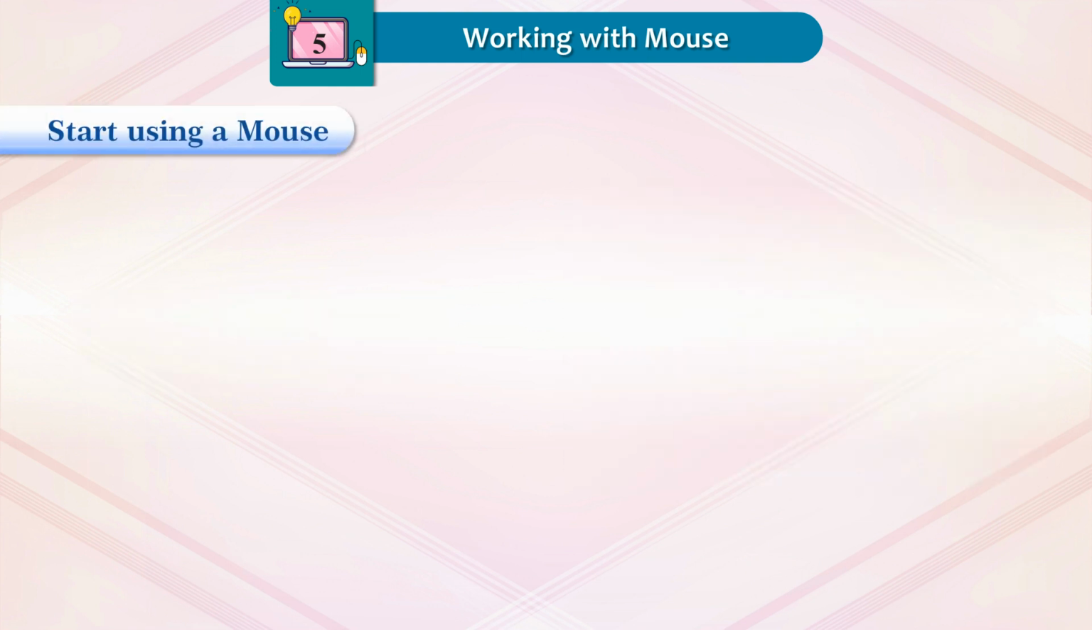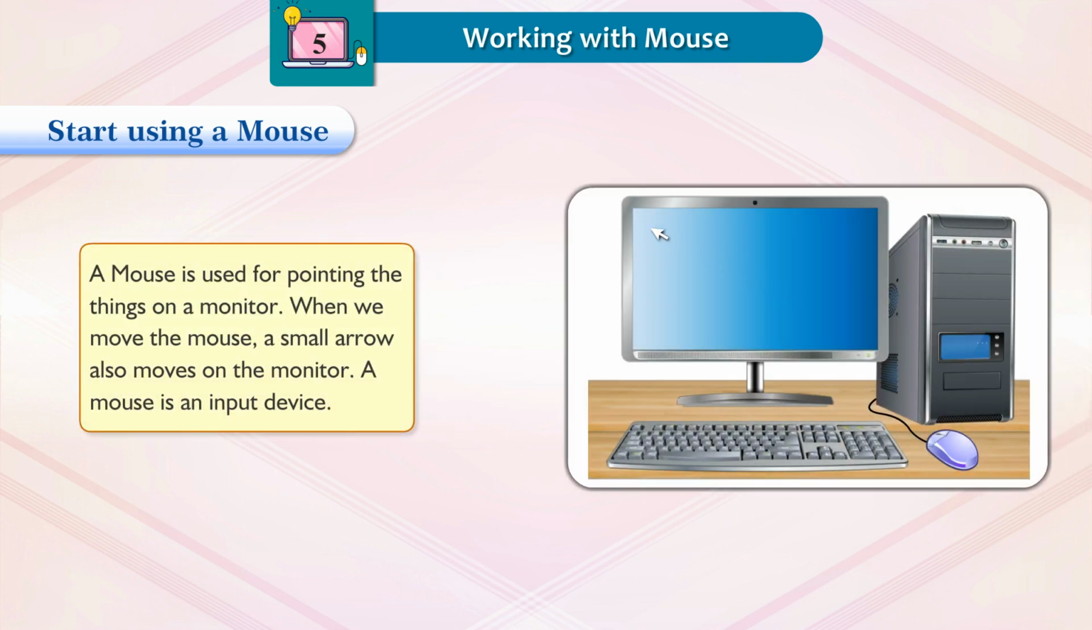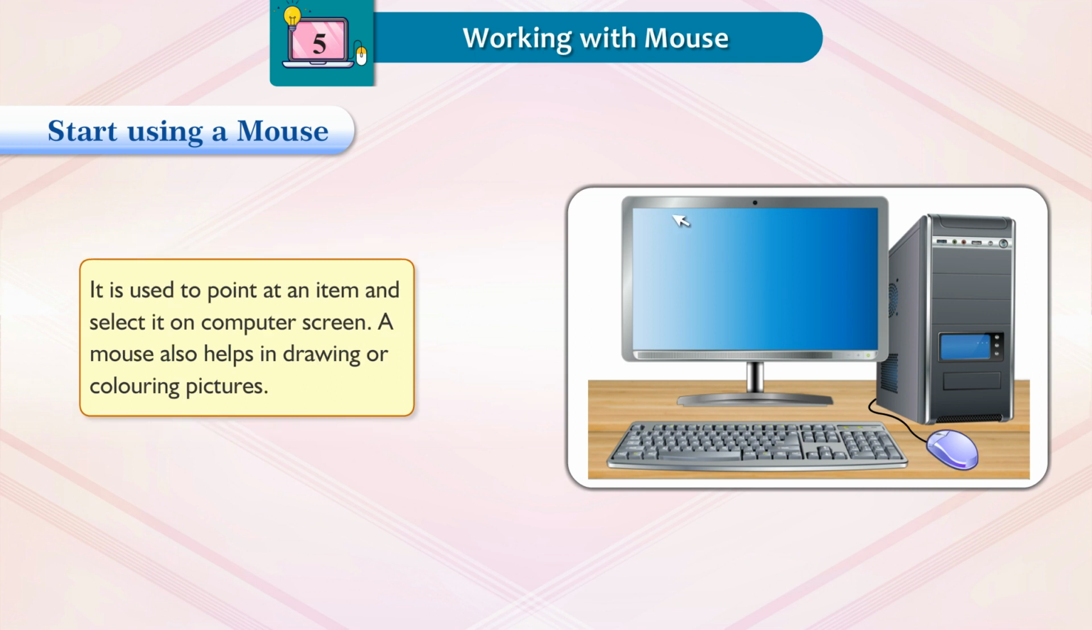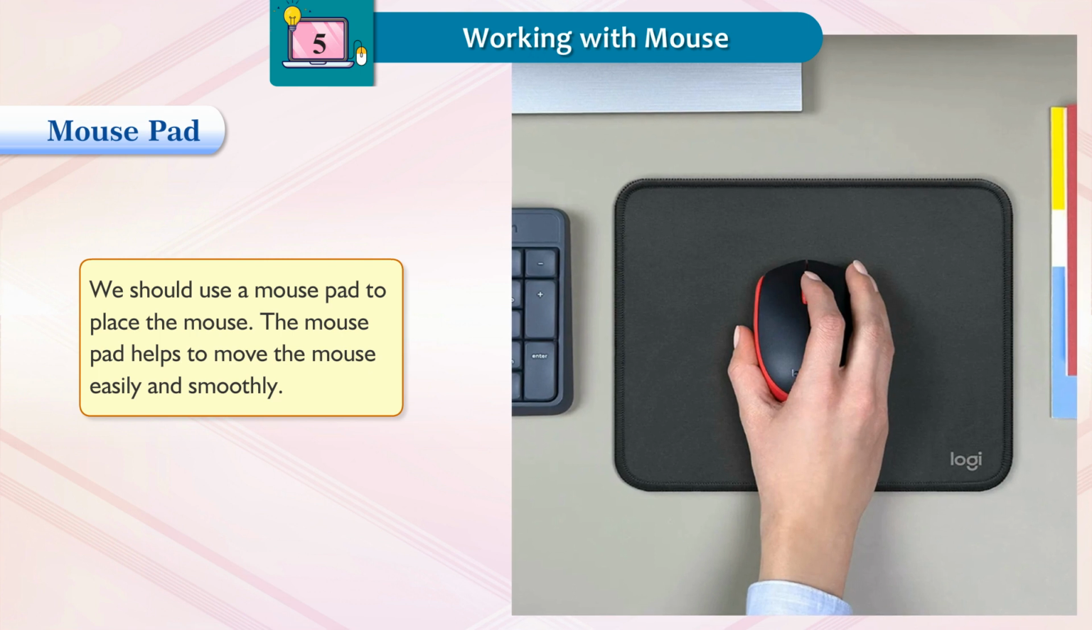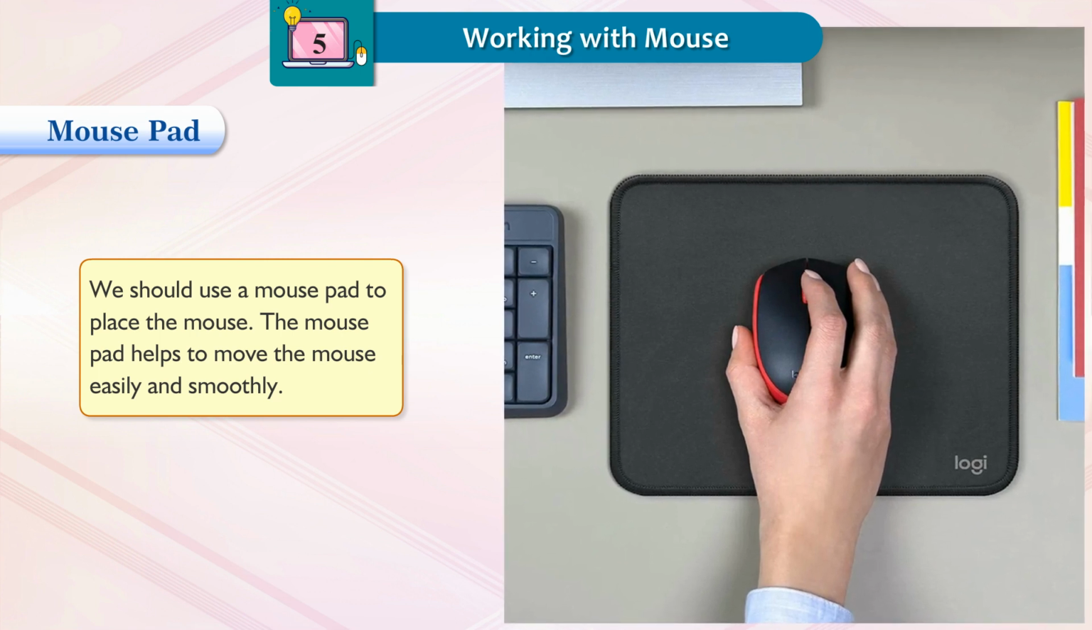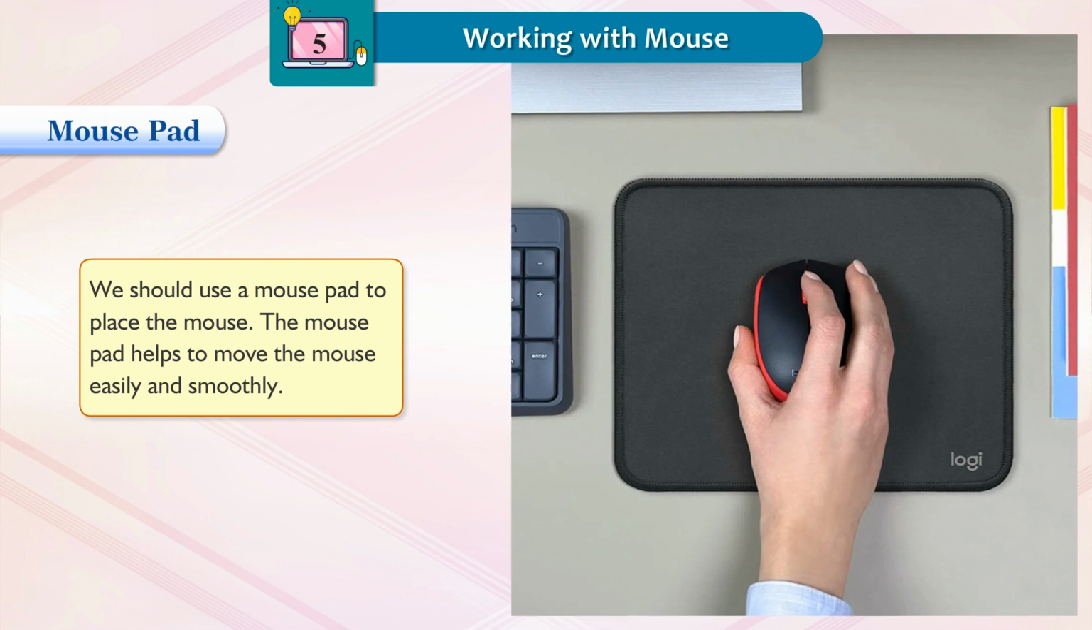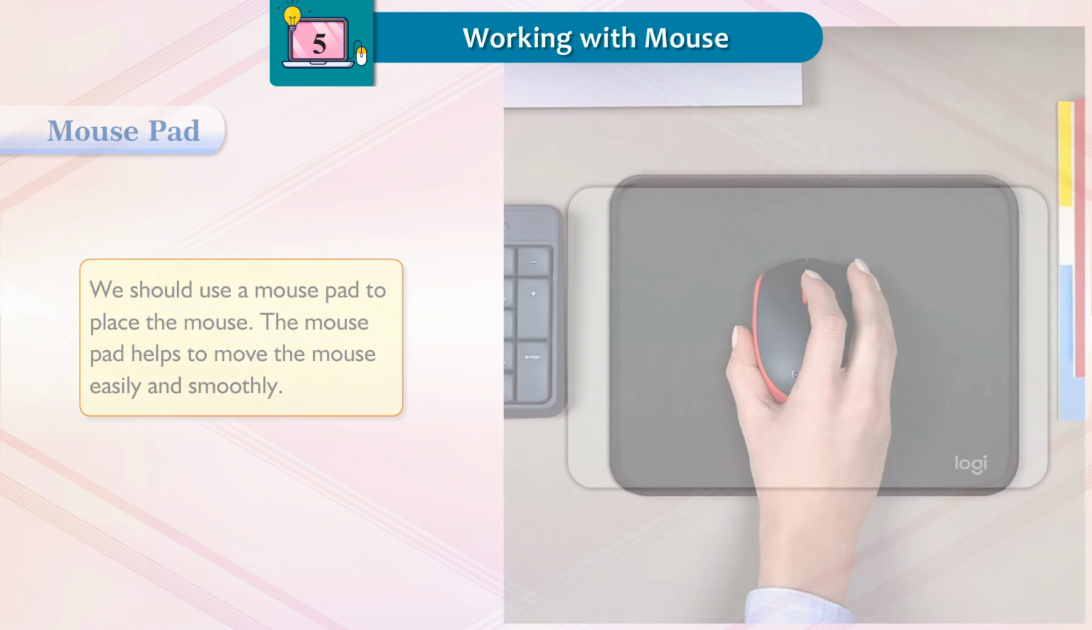Start using a mouse. A mouse is used for pointing the things on a monitor. When we move the mouse, a small arrow also moves on the monitor. A mouse is an input device. It is used to point at an item and select it on computer screen. A mouse also helps in drawing or coloring pictures. Mouse pad. We should use a mouse pad to place the mouse. The mouse pad helps to move the mouse easily and smoothly.